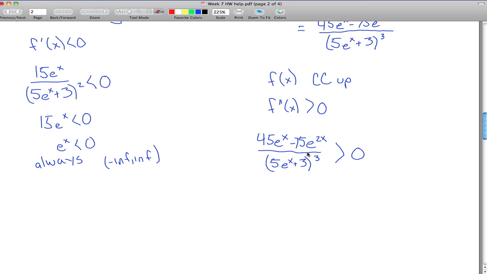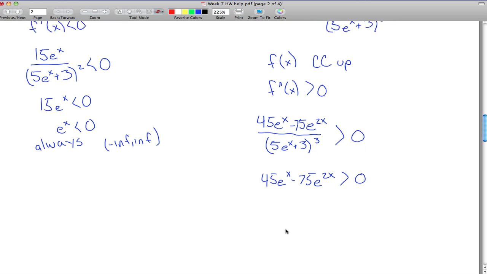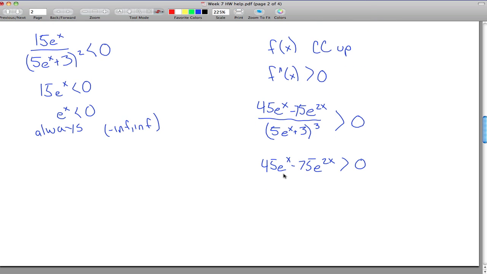Again, take advantage of the fact that what's on the bottom here is always a positive number, right? Because it's always a positive number, we can multiply both sides of the equation by that, and it won't change anything. So we got 45 e to the x minus 75 e to the 2x is greater than 0. There's a couple different ways to solve this. Probably what I do is factor out an e to the x, or if you get really clever, you might notice that you can factor out a 15 e to the x. And what that leaves us with is 3 minus 5 e to the x.